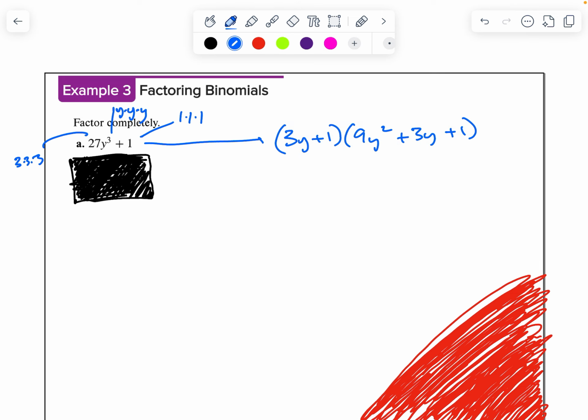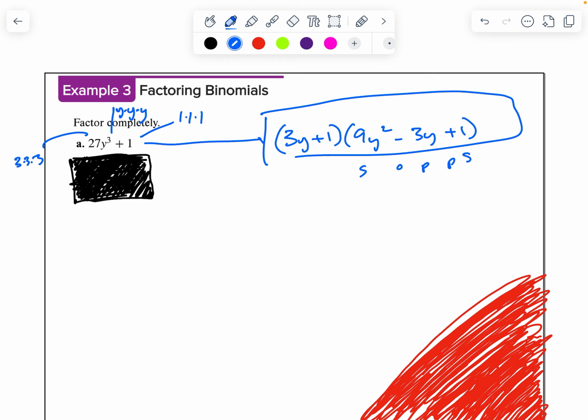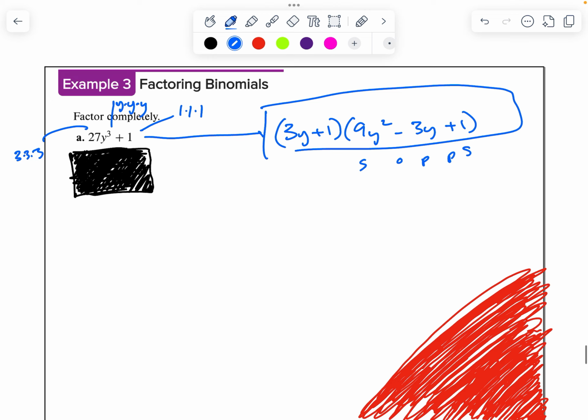That's what my solution looks like, with this being my SOPPS. And notice I made a mistake here. This opposite sign should be a minus. All right, that is the last type of factoring that we're going to learn about. In a future video, I may do just an overview of all the different types of factoring, and we will do a lesson on solving equations using factoring.